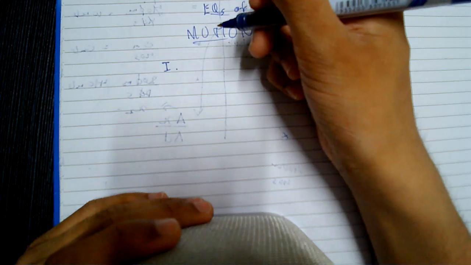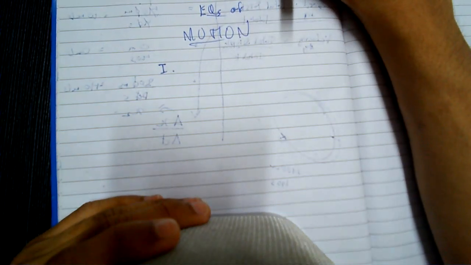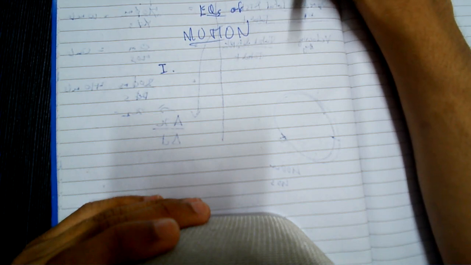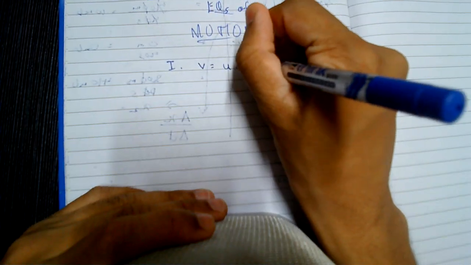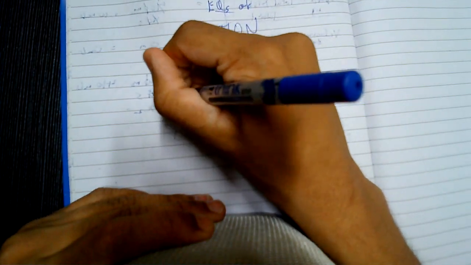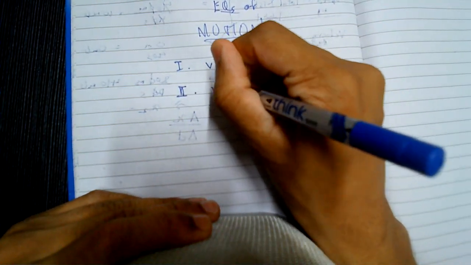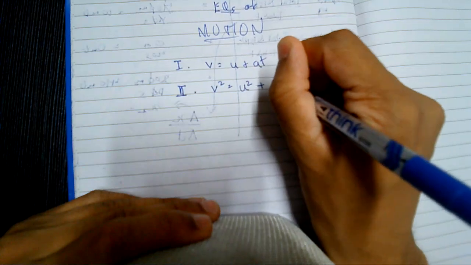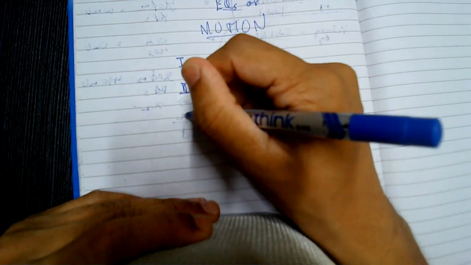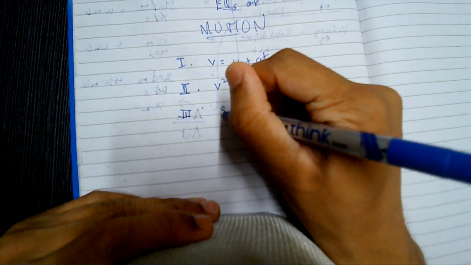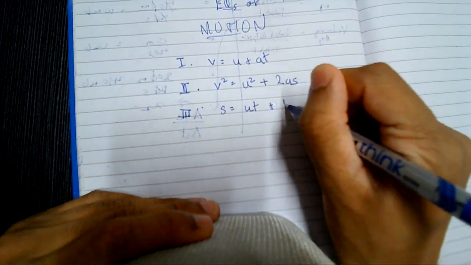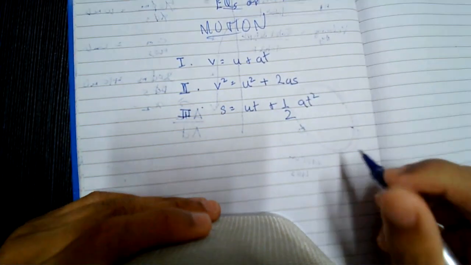You might have learned this in, I don't know, ninth grade, right? Let's just do a quick recap on that. So the first one I'm gonna write is v is equal to u plus at. Second one is v squared is equal to u squared plus 2as. And the third final one is s is equal to ut plus half at squared. Cool.